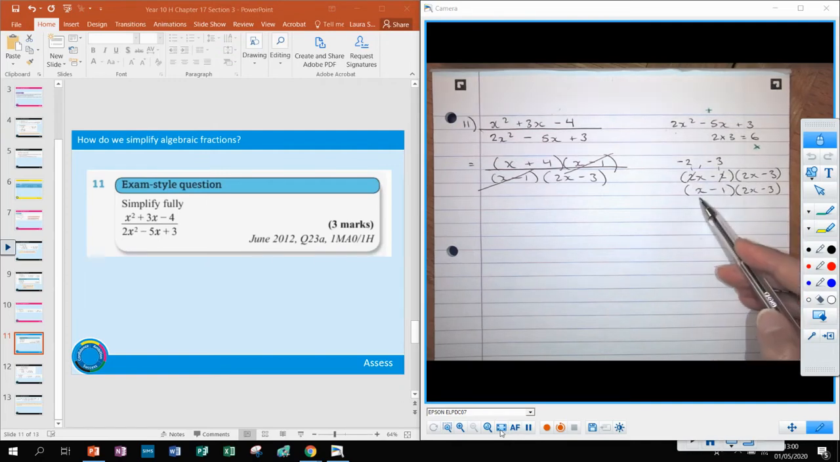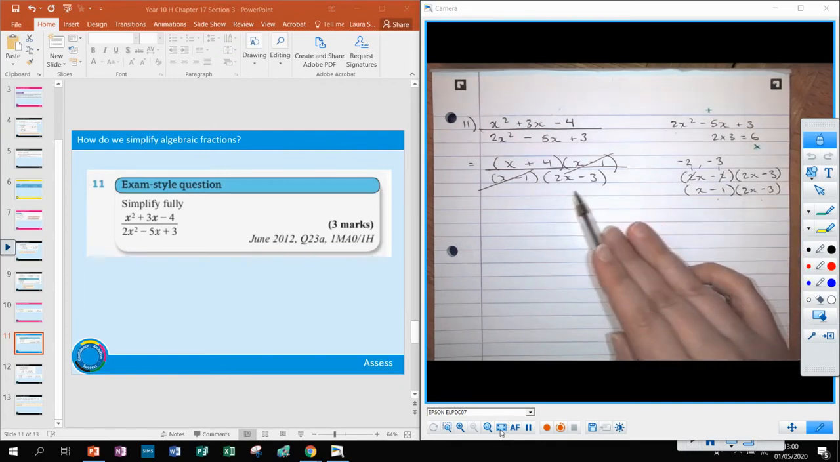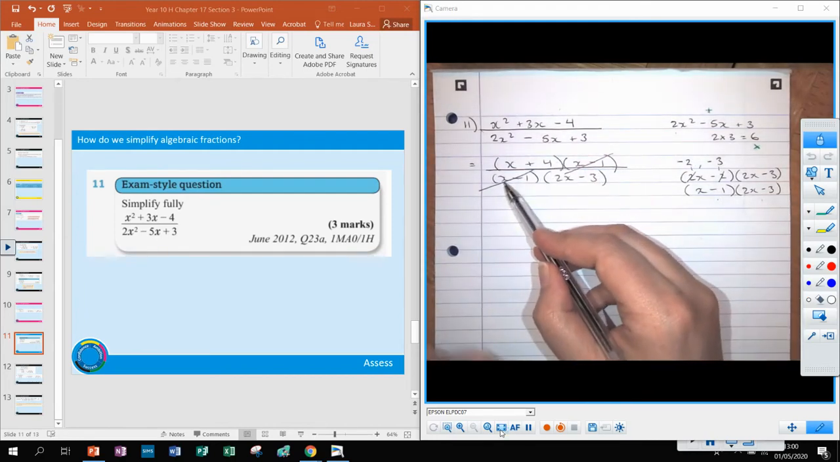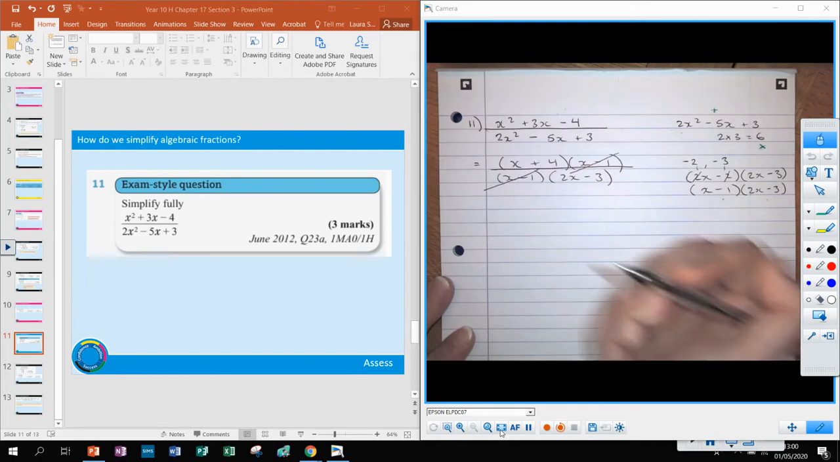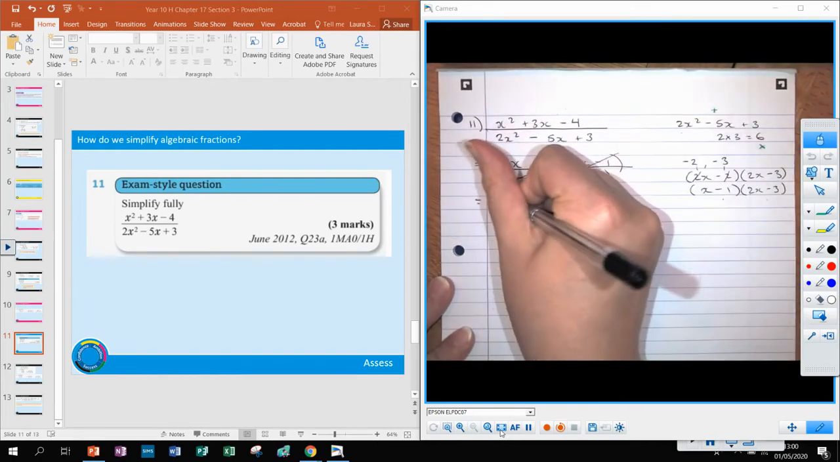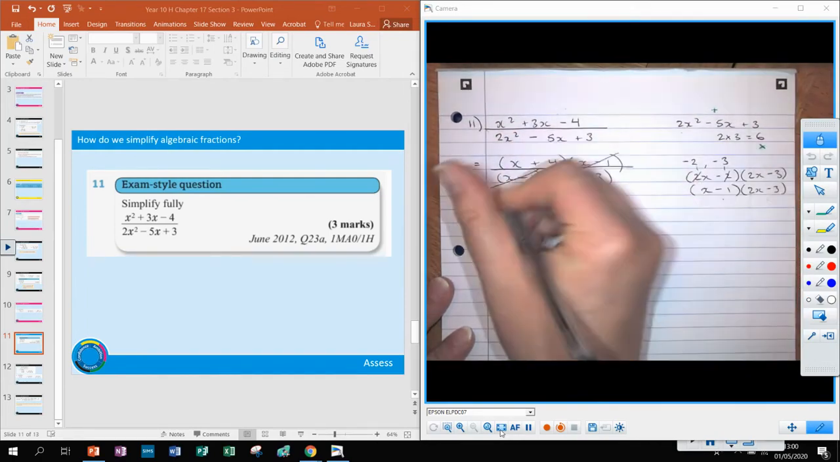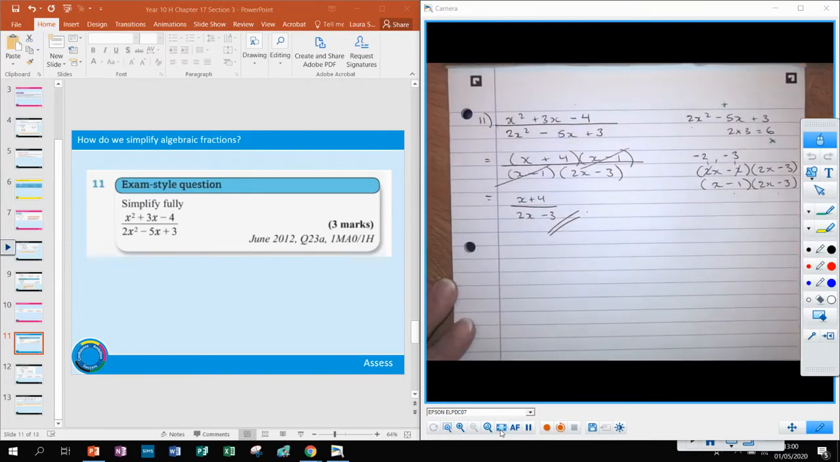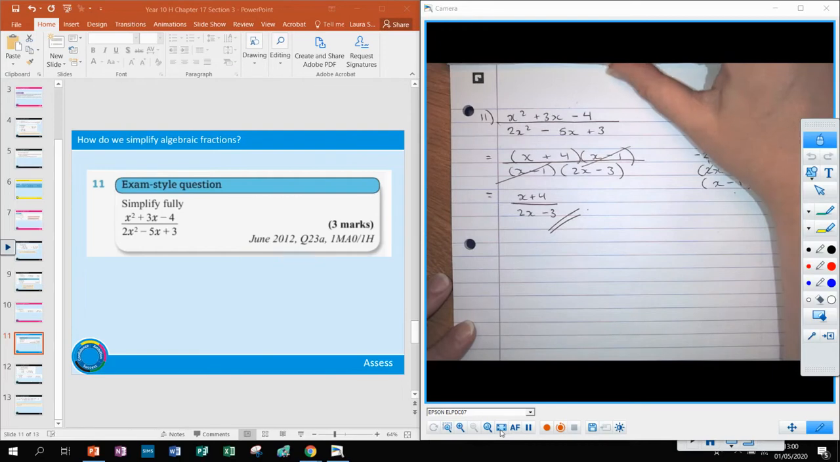This one factorized to an x minus 1 and a 2x minus 3, which I put into the denominator. That then allowed me to cancel my x minus 1 and x minus 1, which gives us a final answer of x plus 4 all over 2x minus 3. Okay, so that completes the exam question. Hopefully you guys do really well on that.